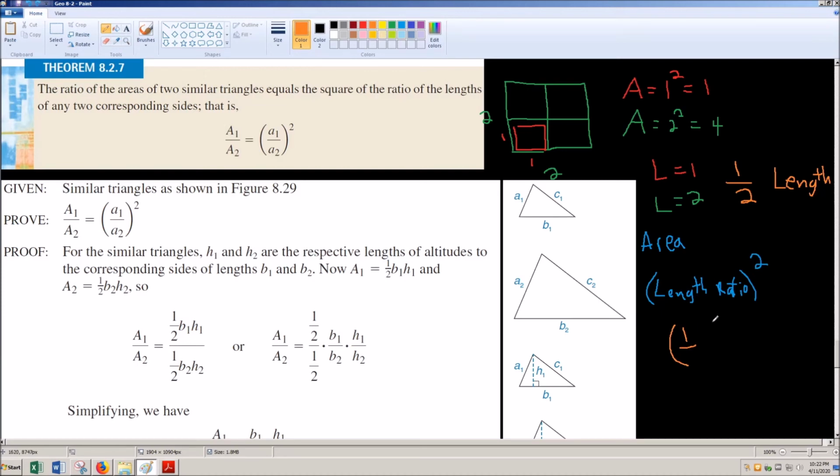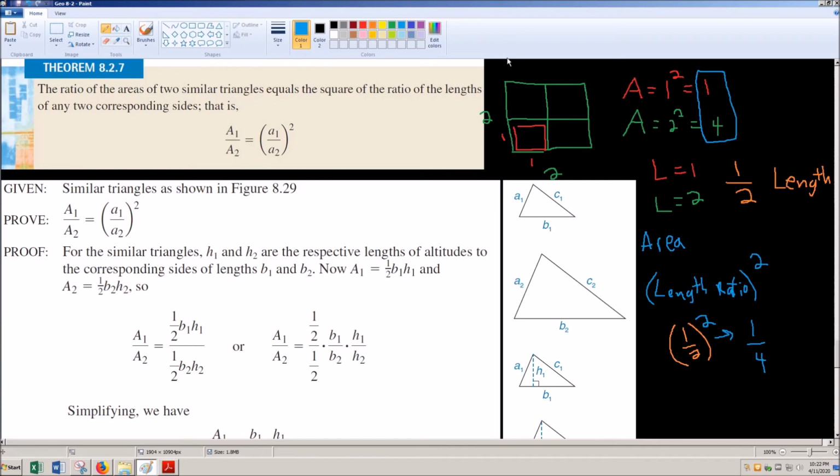I don't know why I went back to orange for that. I guess maybe just to represent that, and then we'll square it in blue. So that gives me 1/4. Look at the ratio we got here, 1:4. So say this is like 2:3, it would be 4/9 because I'm squaring that 2/3 ratio. As I look at this proof, just keep that in mind.